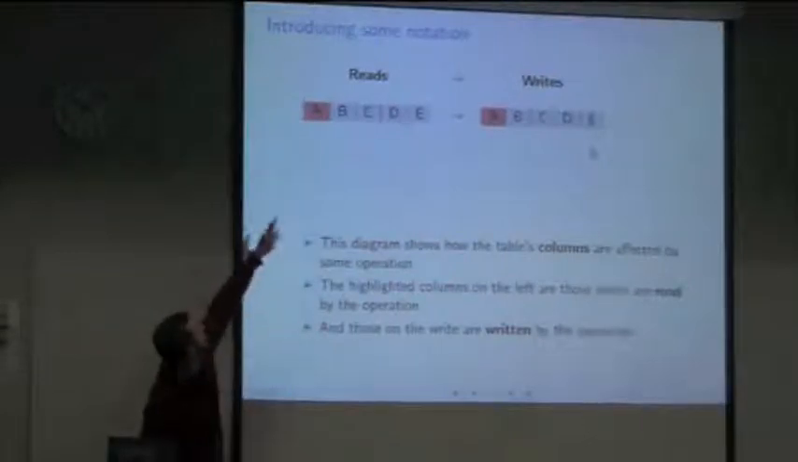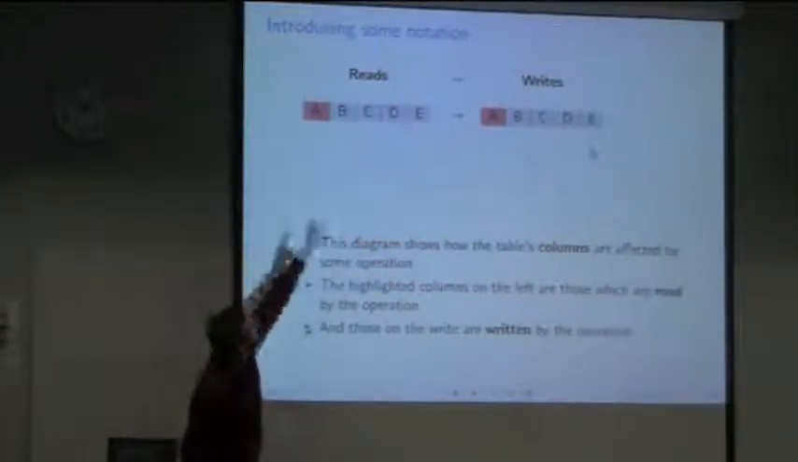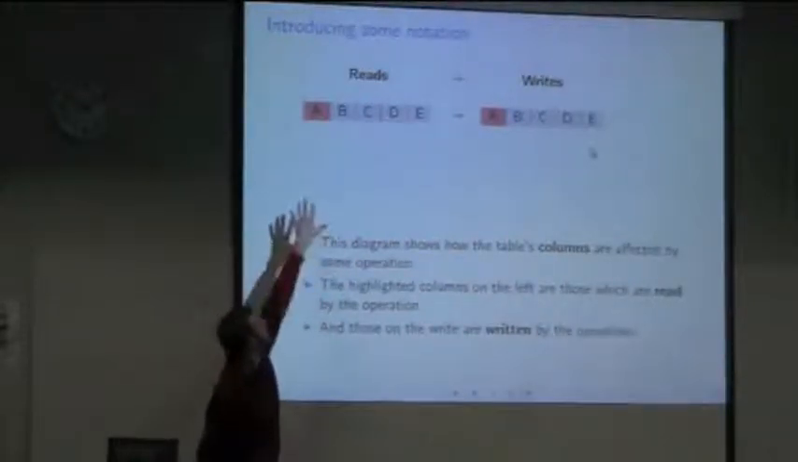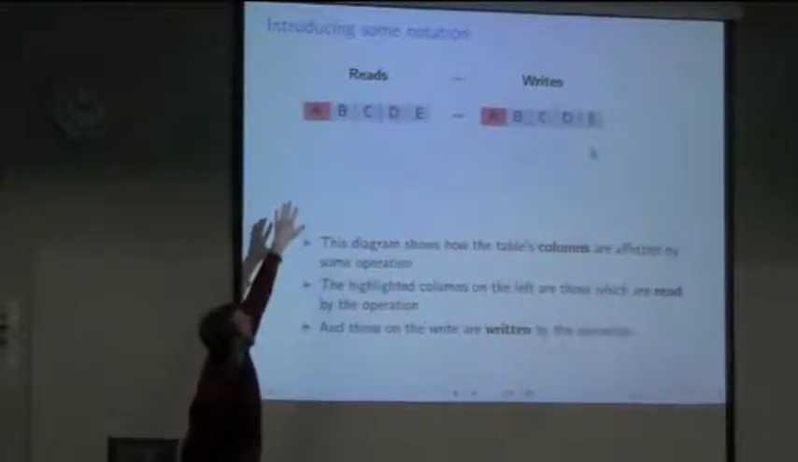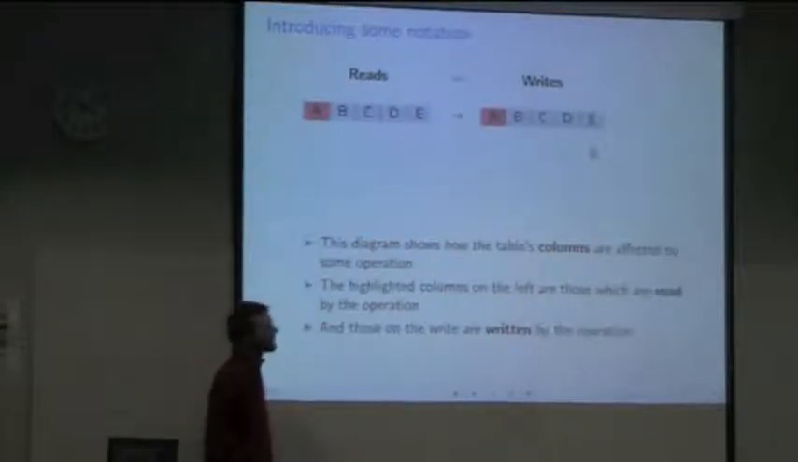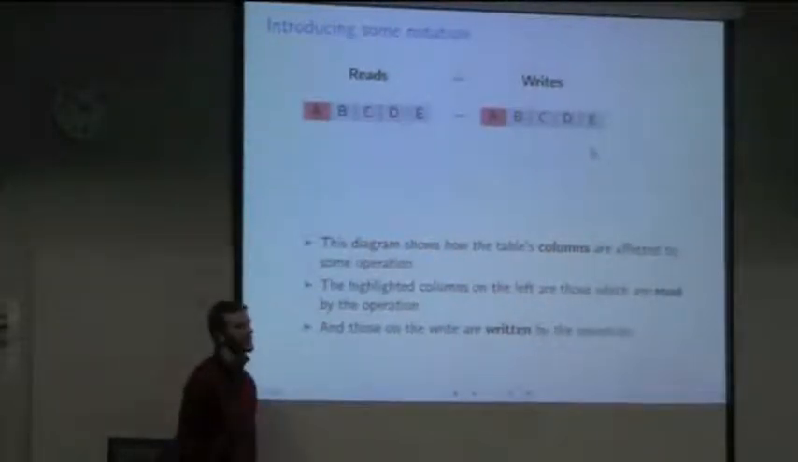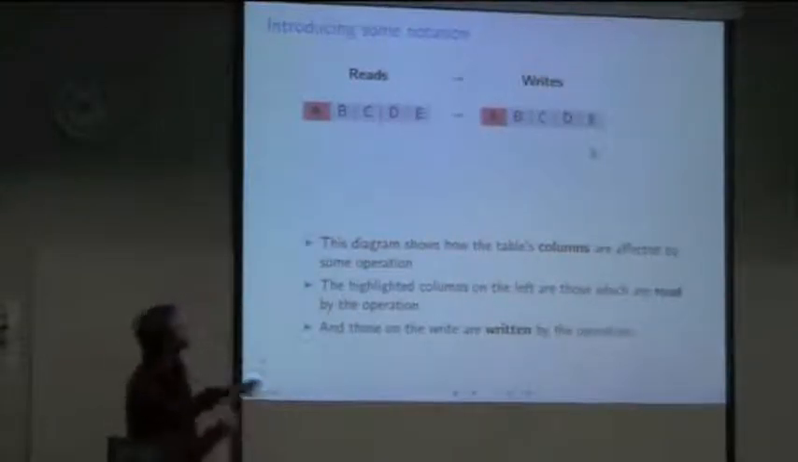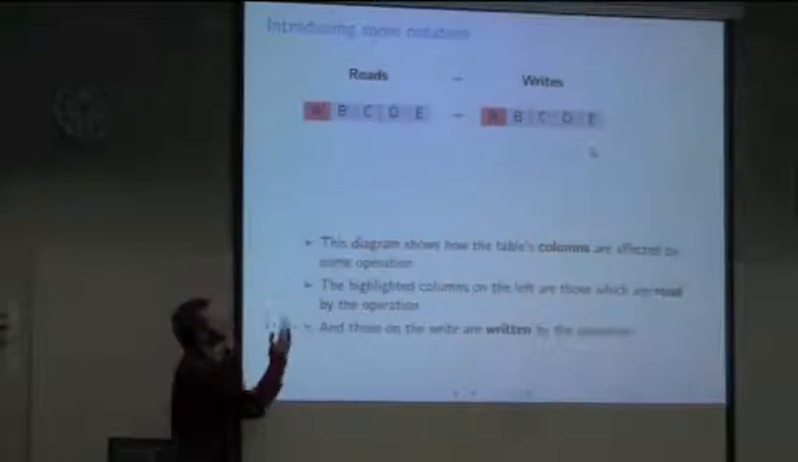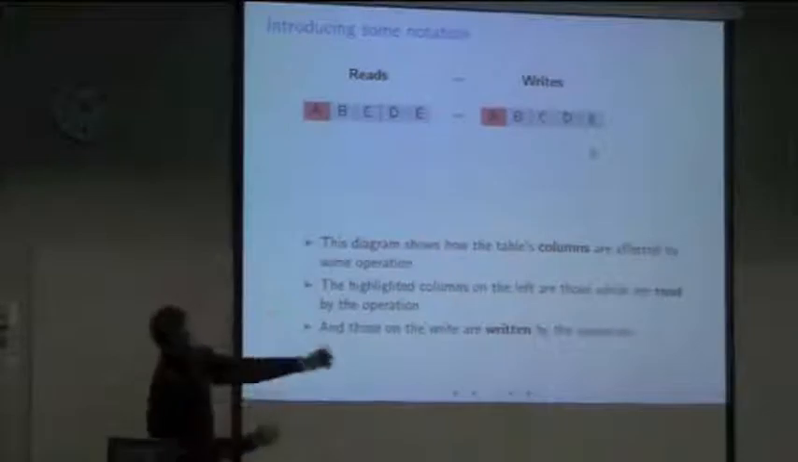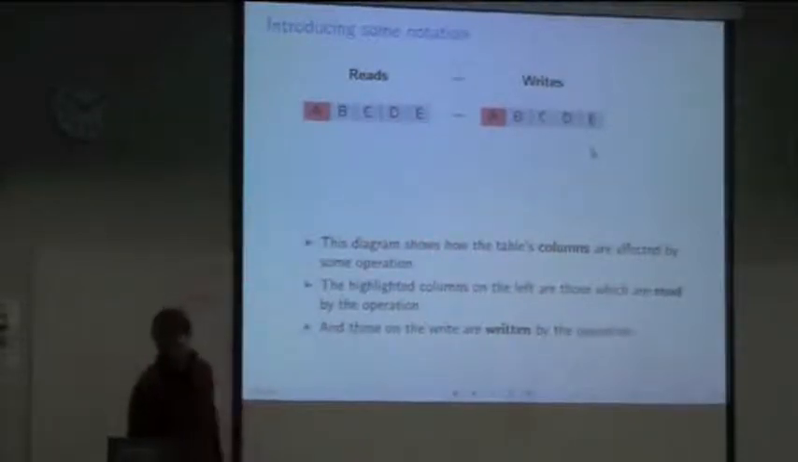So this operation here, this globe here, represents one operation. This is a table. So you can see the columns of the table, A through C. This particular operation writes to column A in the table and also reads column A. The store view for this operation would only present the operation with column A of the table, and the rest of the table would be invisible.